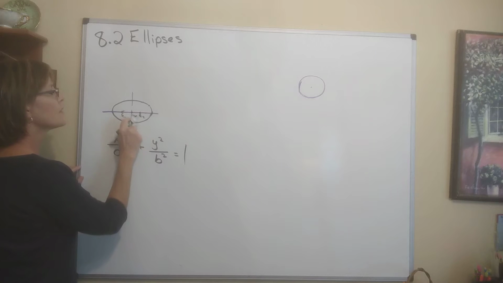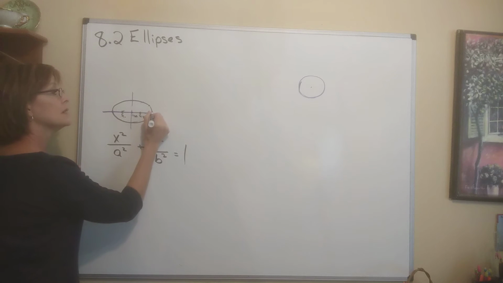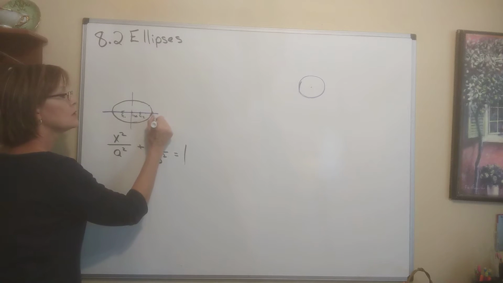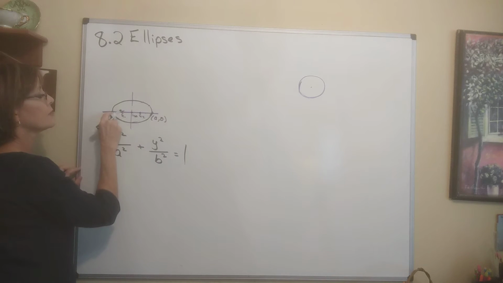And so the distance from the center to the horizontal end, whether it's oriented horizontally or vertically, is a units. So this would be a, 0, that would be that point. And in this case where the center is at the origin, if we go this length, this is a, so this is negative a, 0.